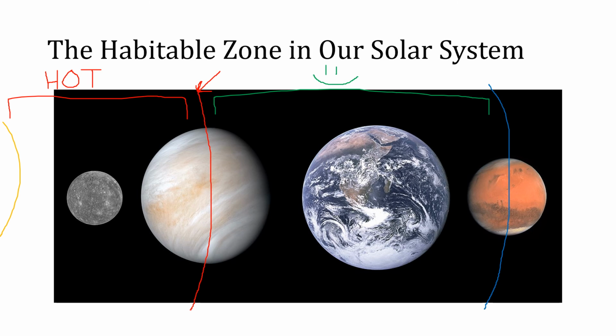And then that outer edge, the outer edge of the habitable zone, is more or less marked by the orbit of Mars. So this is the boundary beyond which it's too cold. And so that's a bit of a simplification, but it's a decent way of remembering where the bounds of the habitable zone in our solar system are.